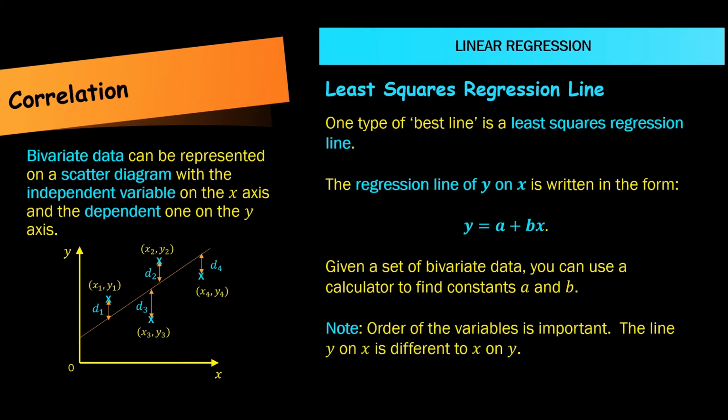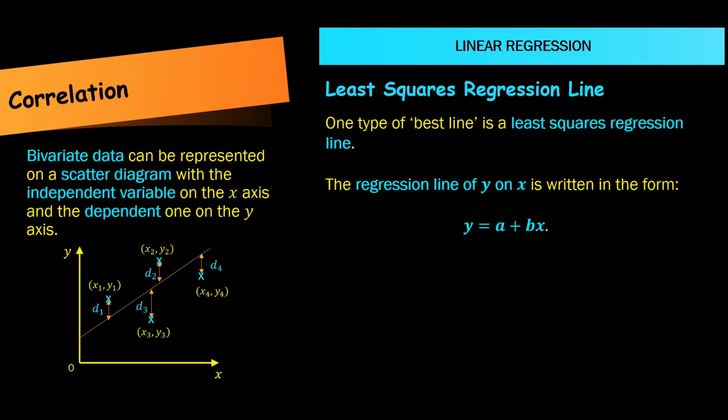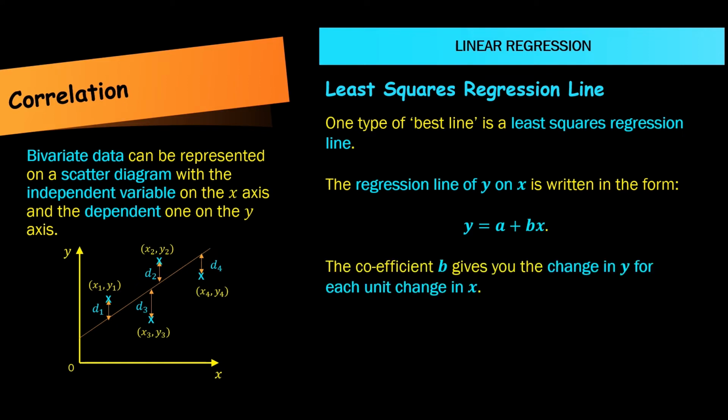Do note, the order of the variables is important. The line y on x is different to x on y. The coefficient b gives you the change in y for each unit change in x.